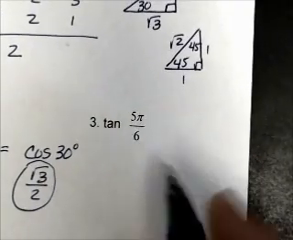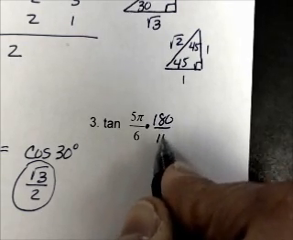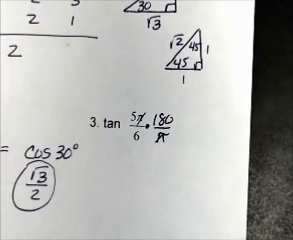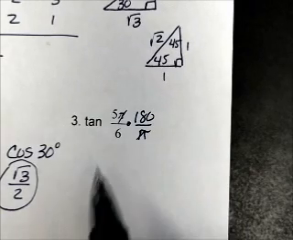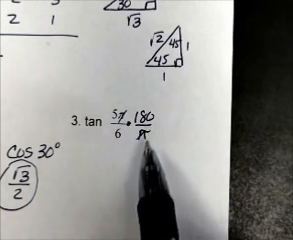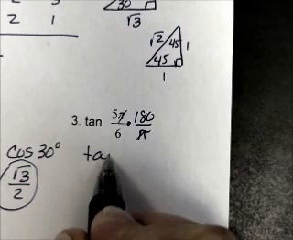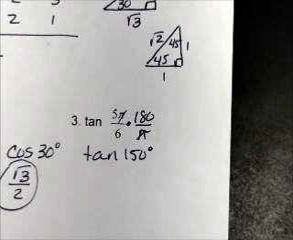Next, tangent of 5 pi over 6. The 5 pi over 6 will convert to degrees, multiply by 180 over pi. I just love fractions. 6 goes into 180 30 times. 5 times 30 is going to be 150. So this is equivalent to tangent of 150 degrees.